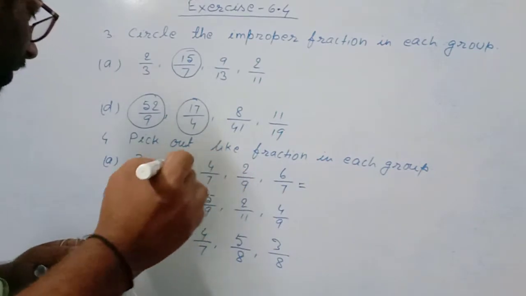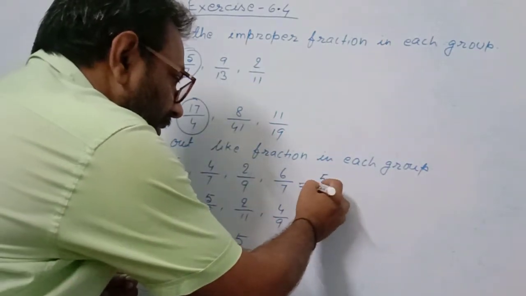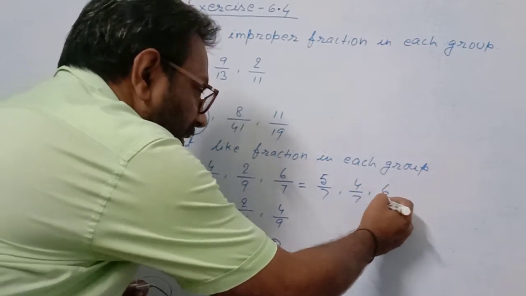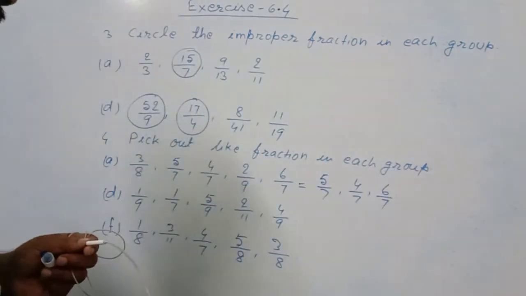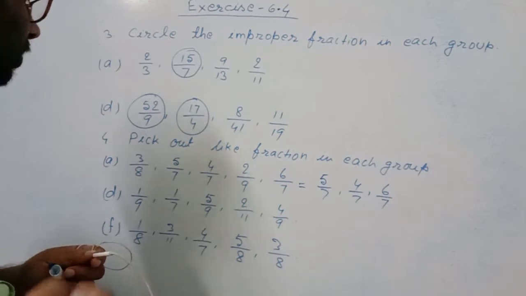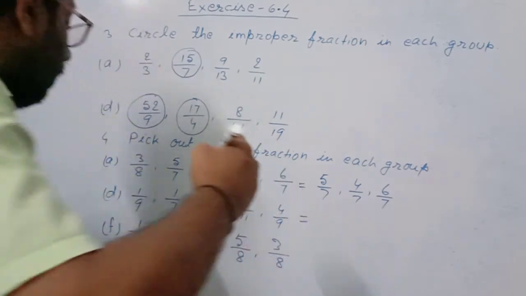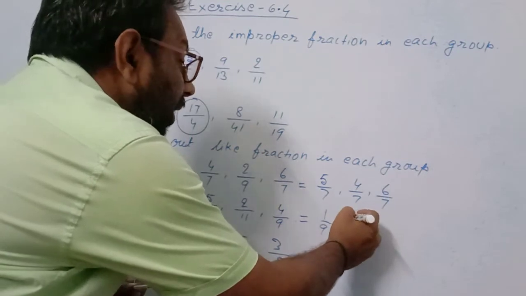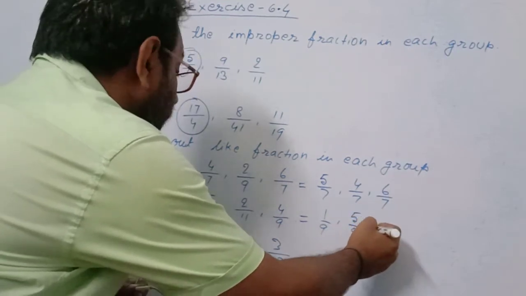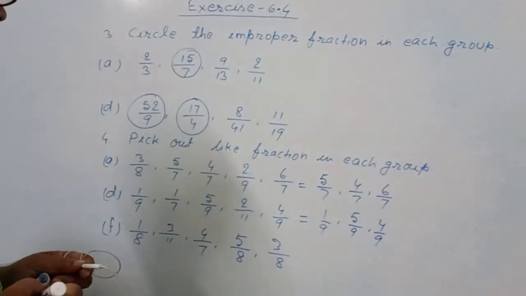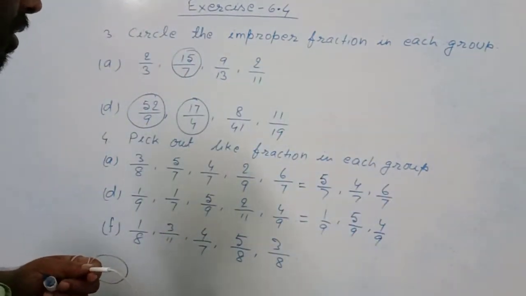So in question number A, 5 by 7, 4 by 7, and 6 by 7. In these three fractions, denominators are same. So these three fractions are like fractions. In question number D, 1 by 9, 5 by 9 and 4 by 9. These three are like fractions because in all these three fractions denominators are same, that is 9.